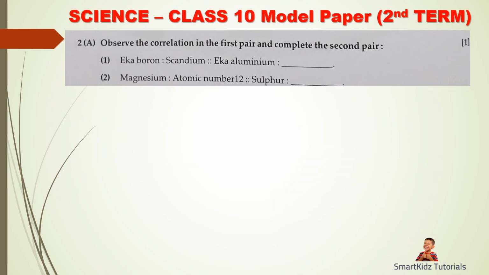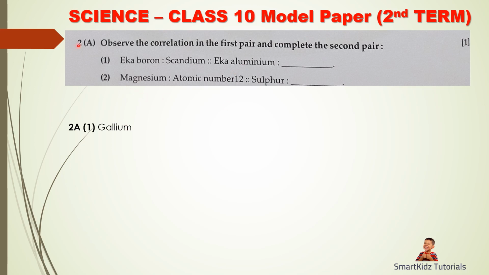Question 2A. Observe the correlation in the first pair and complete the second pair. Eka boron and the new name is scandium, eka aluminium, and the new name is what we are asked, that is gallium. So these were names given to the elements which were not discovered at that time but thought to exist. When they found them, they gave them some names. So eka boron, formerly known, is now known as scandium, and gallium was formerly known as eka aluminium.